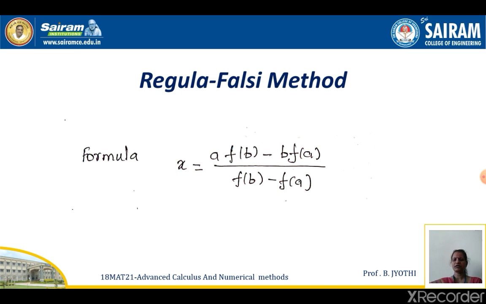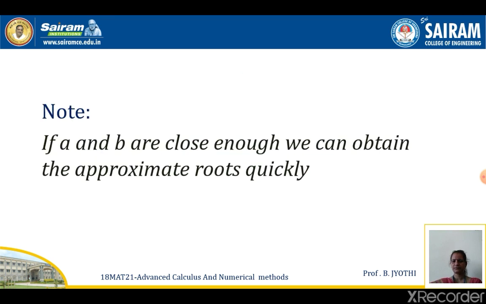The formula is x = (a f(b) - b f(a)) / (f(b) - f(a)). Note, if a and b are close enough, we can obtain the approximate roots quickly.